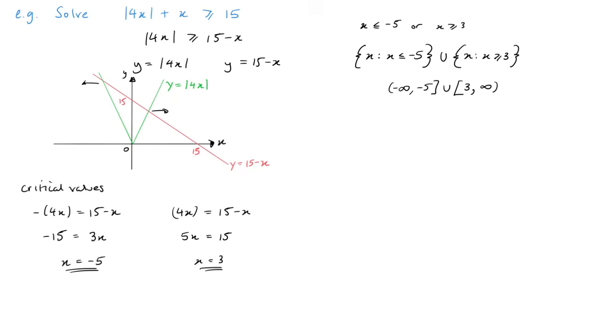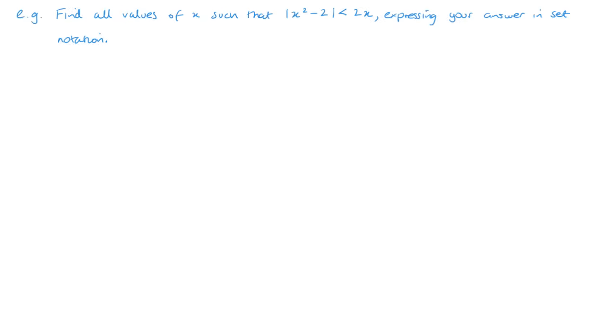So that was the second example, and I think you'll agree it's quite an easy one. I'm just showing you this one because sometimes it's easier to rearrange what you've got before you sketch. Now let's have a look at the third and final example, and here it is. Again, we're going to approach this in the same way as the others. So we're going to sketch the modulus of x squared minus 2 and 2x.